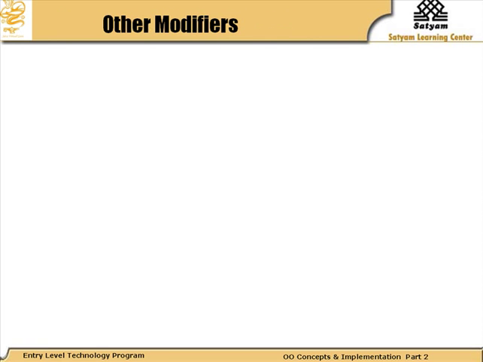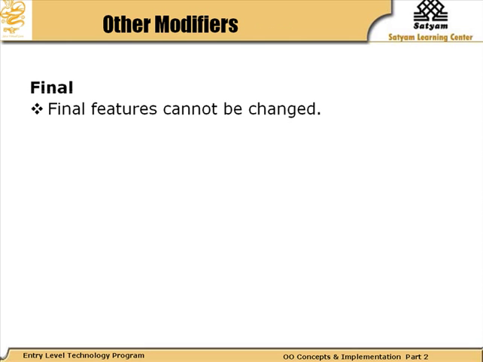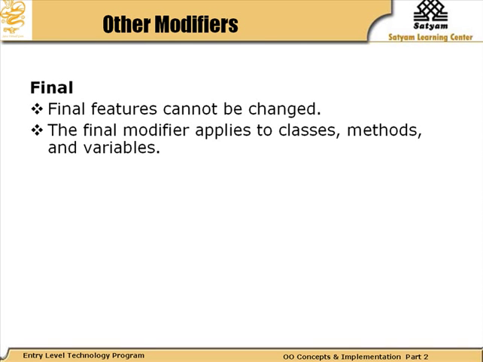Other modifiers. Final. Final features cannot be changed. The final modifier applies to classes, methods, and variables. It applies to classes when I do not want to subclass a given class. It applies to methods when I do not want a given method to be overridden, or when I declare a variable to be constant.